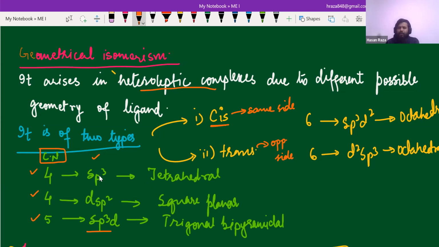You also have to remember that sp3 means tetrahedral, dsp2 square planar, sp3d trigonal bipyramidal. If the coordination number is 6, it can be either sp3d2 or d2sp3, and both have octahedral geometry. So please do write this, then we will go on.